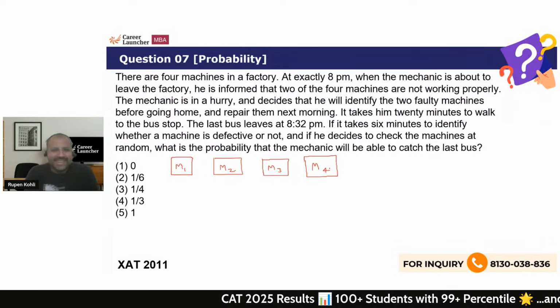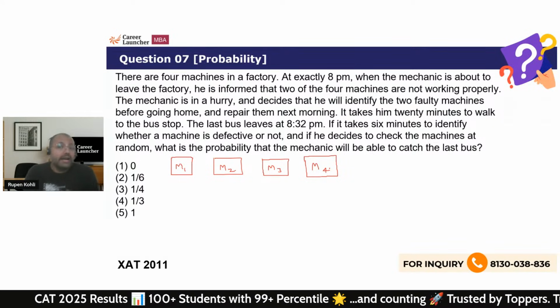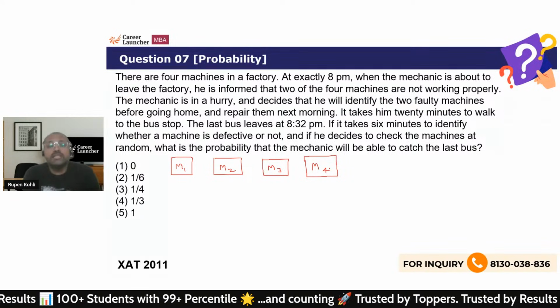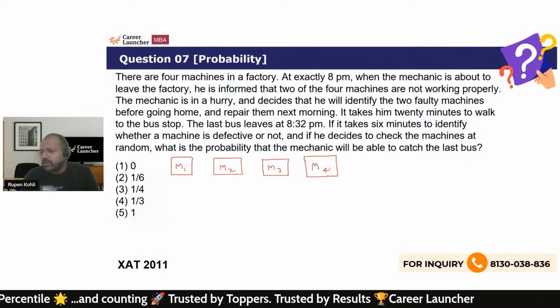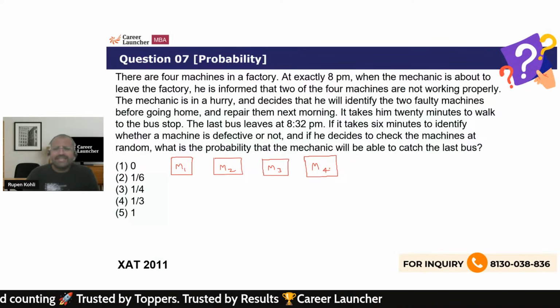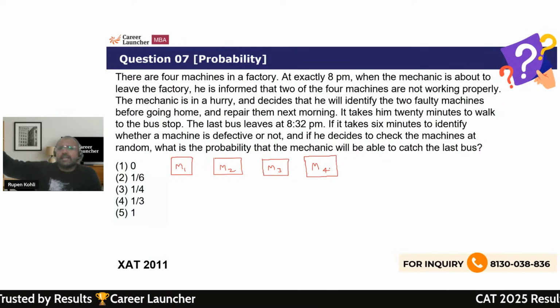No. Okay, so what happens is the mechanic is in a hurry and decides that he will identify the 2 faulty machines before going home and repair them next morning. So he won't repair them, but at least he will identify them so that he knows what to do first thing tomorrow.